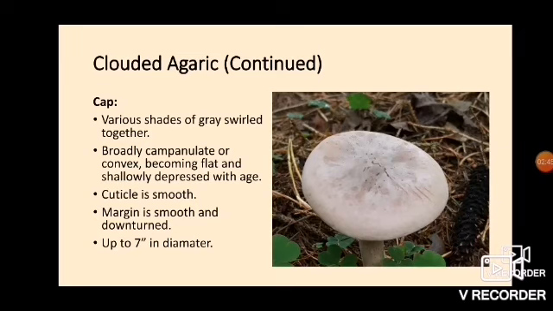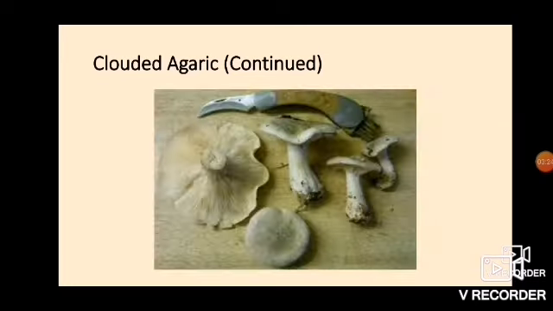So it is broadly convex or campanulate. If you remember, campanulate refers to a shape reminiscent of a bell in a bell tower. And then when I say broadly, I mean it's a very wide mushroom. So these do become flat with age and then shallowly depressed. The cuticle is smooth. So if you run your finger across it, it will have a smooth feel to it. The margin is also smooth and it's turned or rolled downwards. And then this can be a very large mushroom. It can grow up to about 7 inches in diameter, though not usually that large.